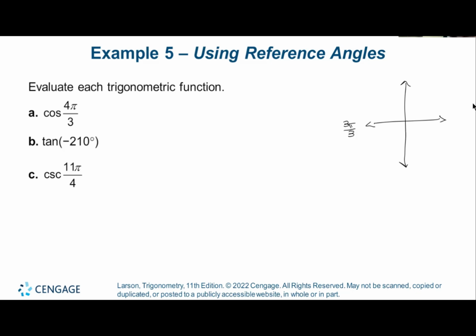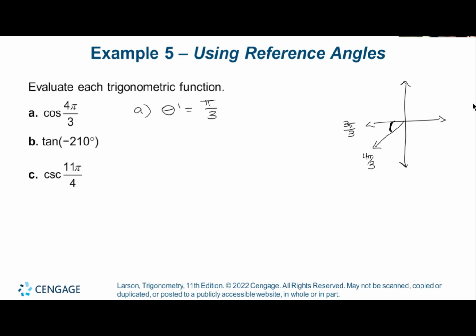So 4 pi over 3 is a little bit bigger than that. So somewhere in the third quadrant. And because of the way that I wrote pi with the denominator 3, that made it a little bit easier to see what the reference angle is here. How far do I have to go from 4 pi over 3 to get back to 3 pi over 3? Well, just 1 pi over 3. That's the reference angle. So the reference angle for 4 pi over 3 is pi over 3.